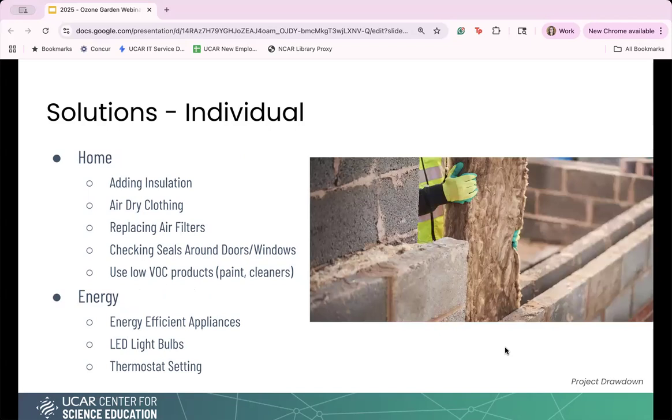Then we have homes, so thinking about insulation, if you can air dry your clothing, replace air filters, check seals around doors and windows, use low VOC products like paints and cleaners. Also think about your energy efficient appliances. A lot of places, power companies, will do rebates or incentives for energy efficient appliances. LED light bulbs. Again, for these ones, a lot of places give them out. I know that some communities have places that you can go to get free light bulbs. And then think about your thermostat setting. If you get one that is smart, it can change the thermostat setting depending on whether you're home or away, or go on vacation and so forth.